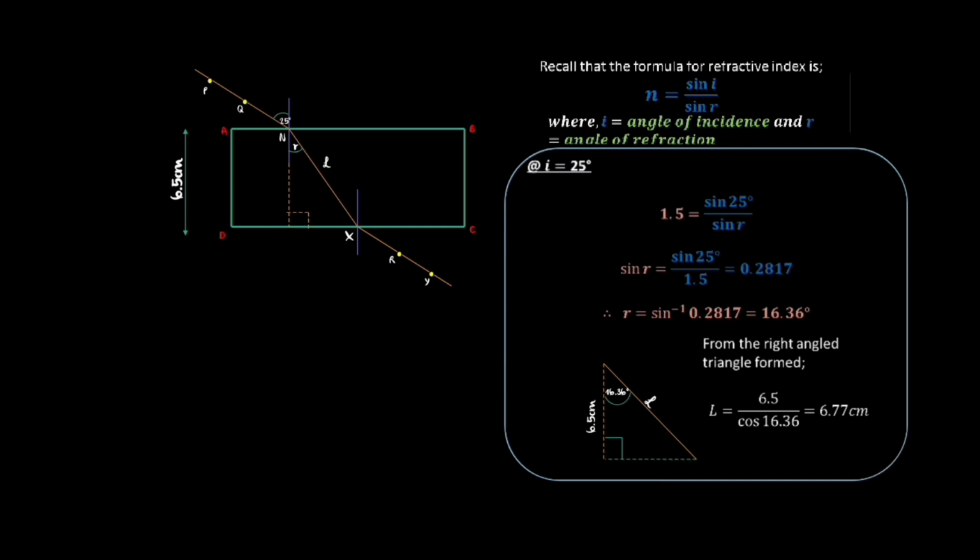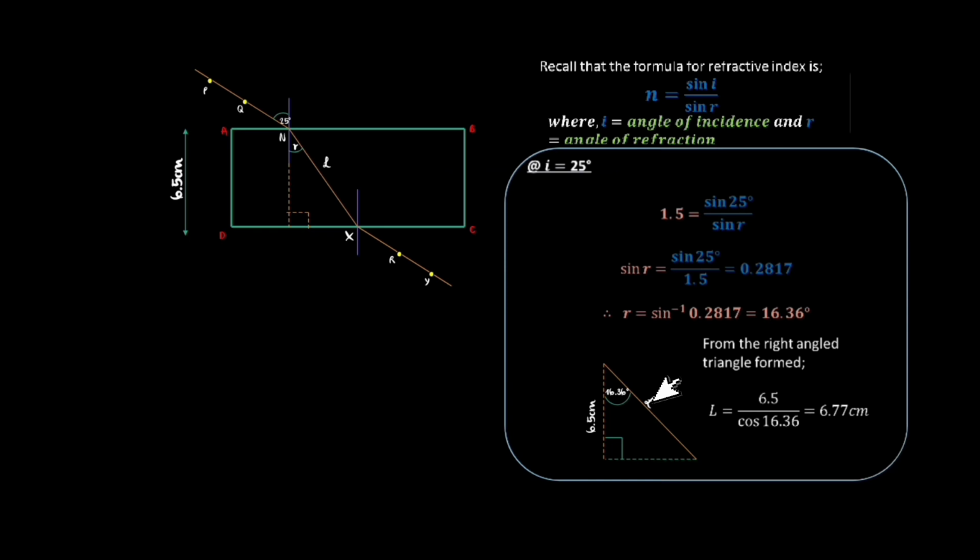Then I produced this line from the normal and I produced a right angle triangle. From that right angle triangle, I have inputted the value of my 16.36. I can see that the length, the thickness of our glass block, is this other side. You can see here, I just produced that triangle. So this 6.5 centimeter is also the thickness of our glass block, and the other one, the hypotenuse, is the length L we are looking for.